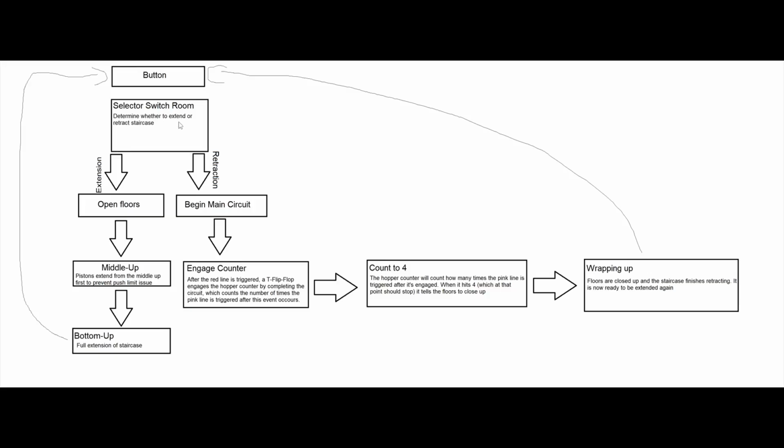We have a selected switch room. This room, I'll explain in a minute, determines whether or not to open or close the staircase. It's a simple but effective circuit I made. I've used it in a lot of other things. I used it here to know the difference between opening the staircase, extending the staircase, rising up from the ground, or retracting the staircase, or closing it, as they call it, and pushing it back, or really pulling it back down to the ground.